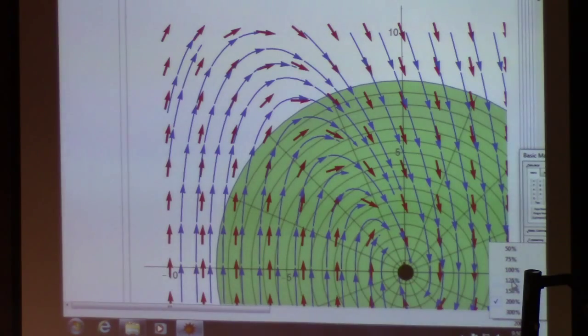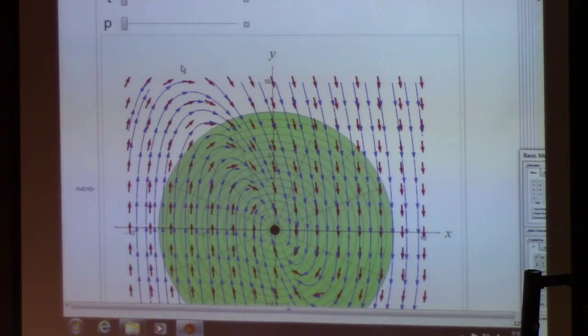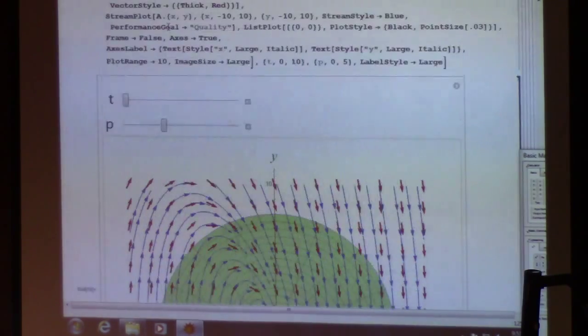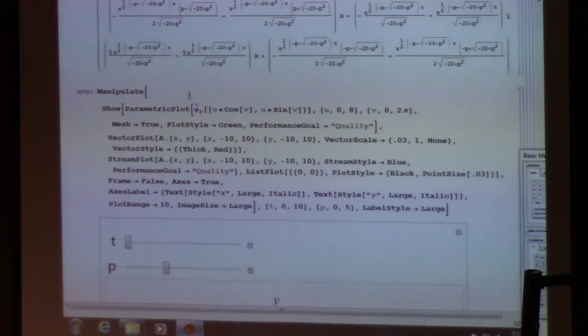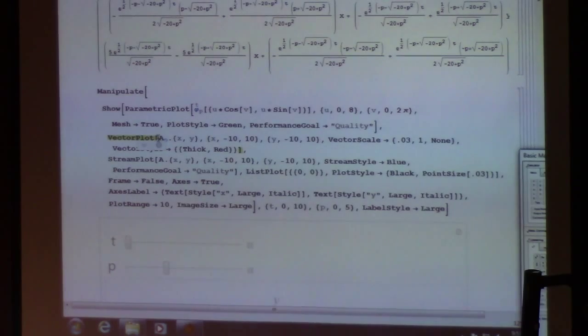I've got 2 animation parameters. Let's watch the P change here now. That disk is not going to change. It's going to be the vector field that changes, though it's not changing very perceptibly. Did I do something wrong? Oh, I need AP for the vector plot and stream plot.